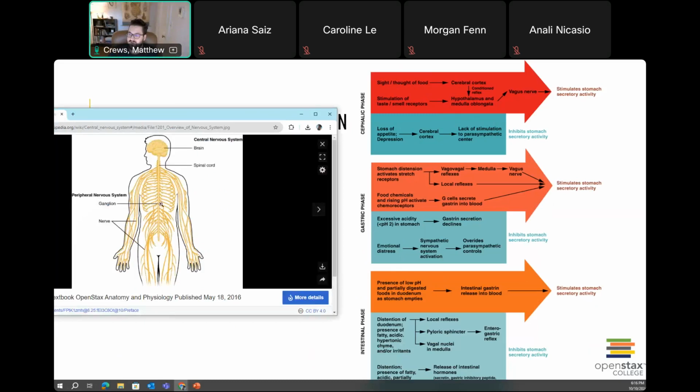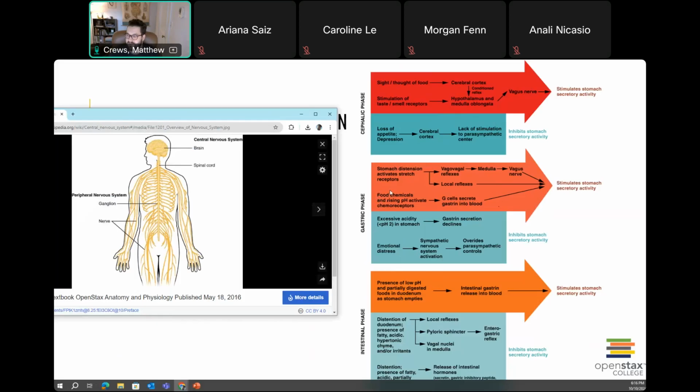Okay, so your distension will activate a reflex that will go back to your spinal cord. It'll travel up to your medulla, and then it will come back down the vagus nerve. Okay, and it will stimulate secretory activity. So you're secreting hormones in anticipation of breaking down food. Okay, so those are the same hormones as here, right? So this is kind of the same mechanism, right?